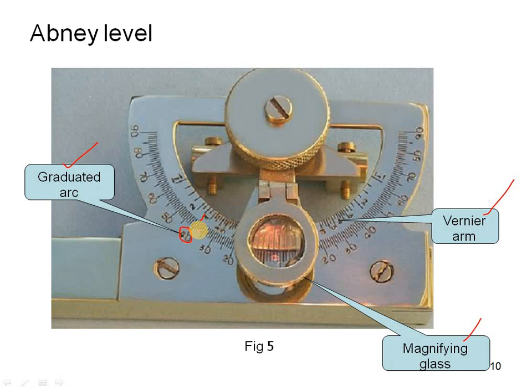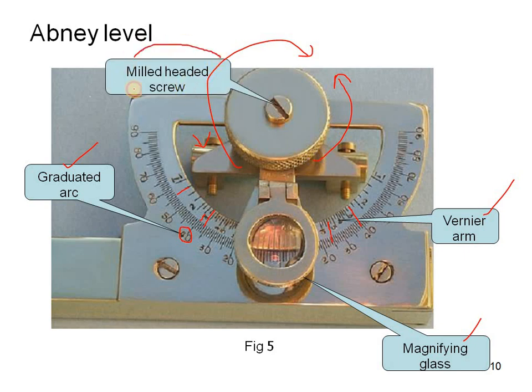Just like that, we have to coincide the angle, whichever angle coincides here in the vernier arm, and take that measurement. This will rotate clockwise and anti-clockwise. Depending upon this screw only, the bubble tube will be moving. We don't have three or four screws here. We have only this helping screw, which we call the milled headed screw. So we have to keep it as a milled headed screw.